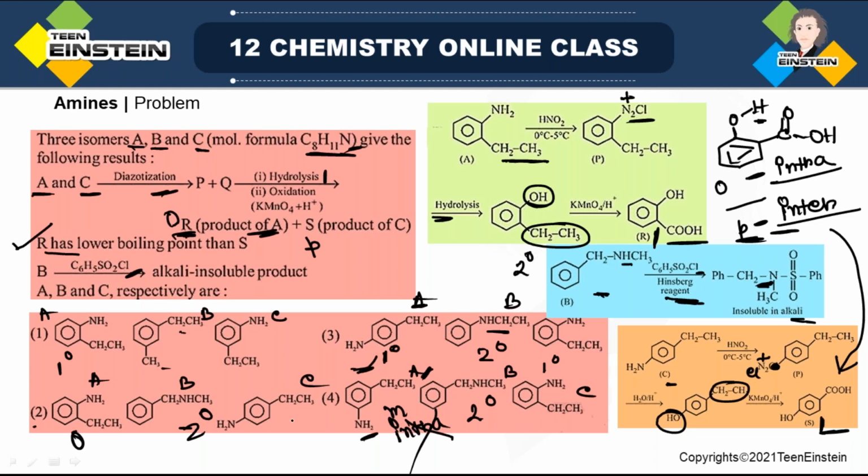So this is ortho, this is para, molecule C, and B is a completely different type of molecule because it is 2 degree. It is not giving you any diazonium ion. It is reacting with Hinsberg reagent, and we are seeing the observation that it is insoluble in alkali, and that information is actually the indication it is 2 degree amine. So this is the correct option.